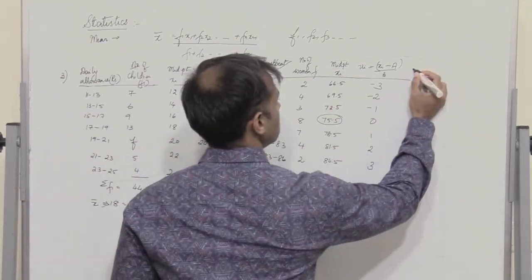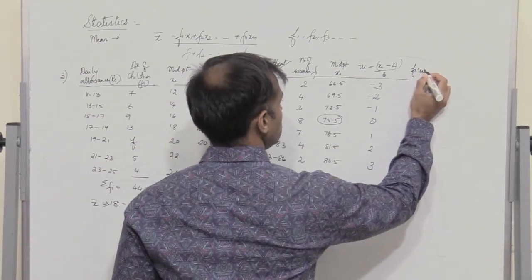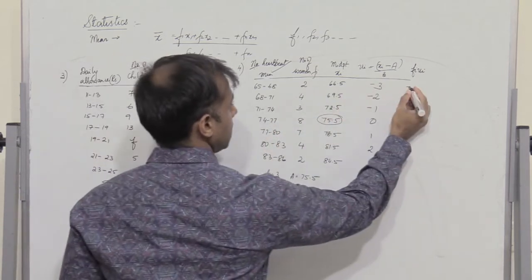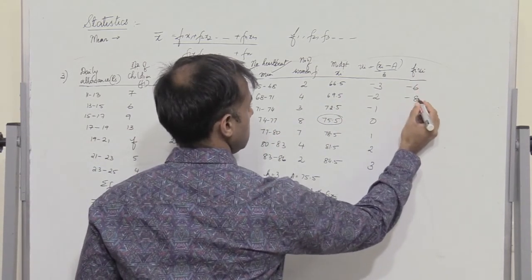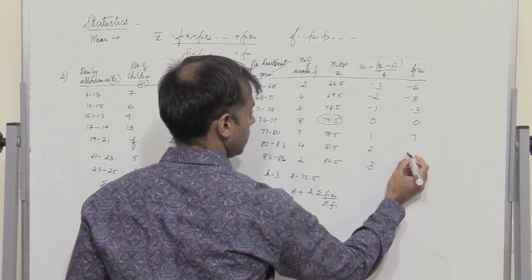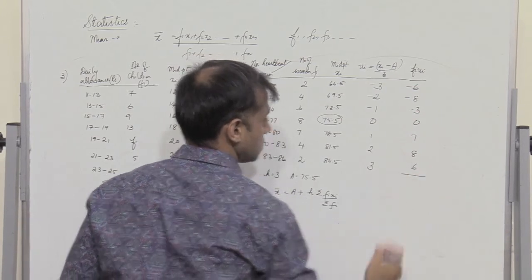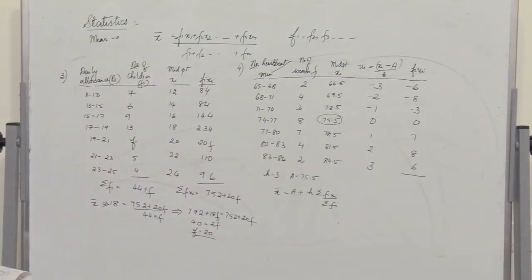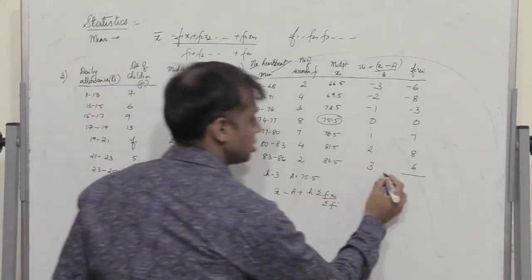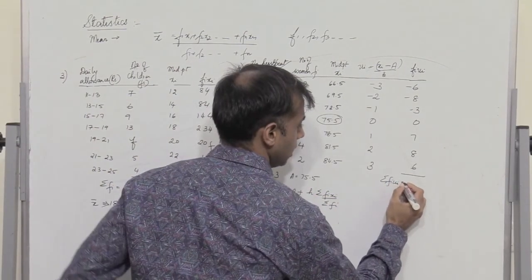Now find fi into ui. So we get minus 6 and then minus 8, minus 3, 0, 7, 8 and 6. So find the summation. The summation fi ui is 4.